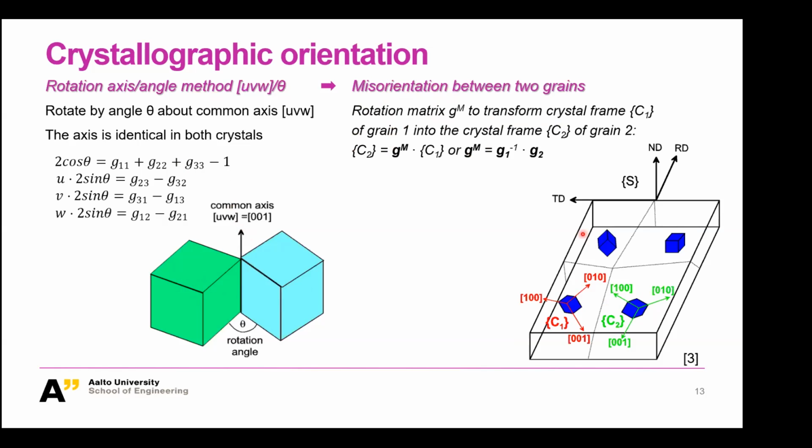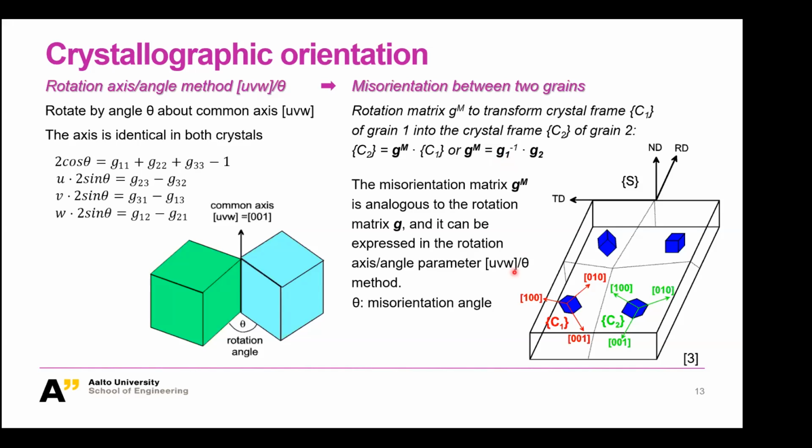It is similar to the rotation matrix. The format of it is totally the same as the rotation matrix G. The important thing is that the common axis between them is the misorientation axis, and the rotation angle theta is also defined as the misorientation angle. It is normally used to define your grain boundaries.